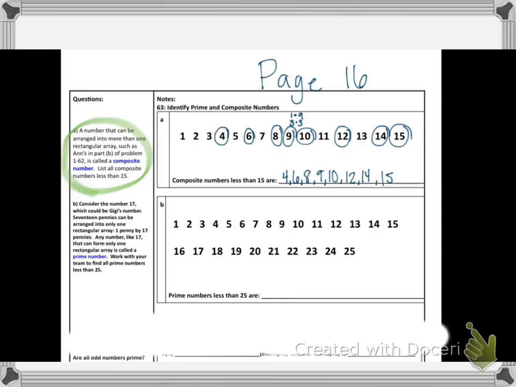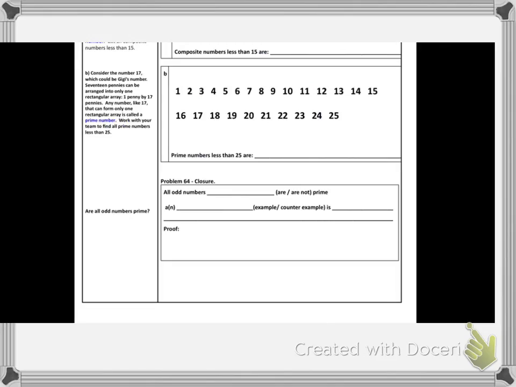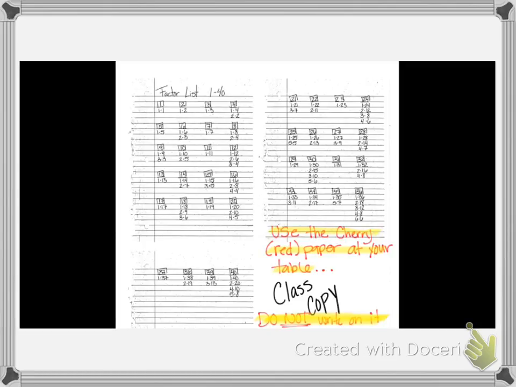Part B says consider the number 17, which could be Gigi's number. 17 pennies can be arranged into one rectangular array, 1 penny by 17. Any number like 17 that can form only one rectangular array is called a prime number. Find all of the prime numbers under 25. Again, you're looking at that cherry sheet of paper. Number 1 is actually not going to be a prime number because 1 and 1 are the same number, so that technically is not going to work. 2, however, will be a prime number. We can go 1 by 2.